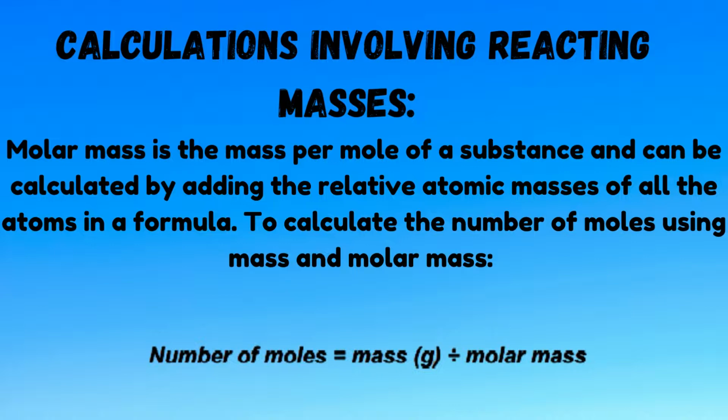Molar mass is the mass per mole of a substance and can be calculated by adding the relative atomic masses of all the atoms in the formula. To calculate the number of moles using mass and molar mass, we use this formula: number of moles equals mass in grams divided by molar mass.